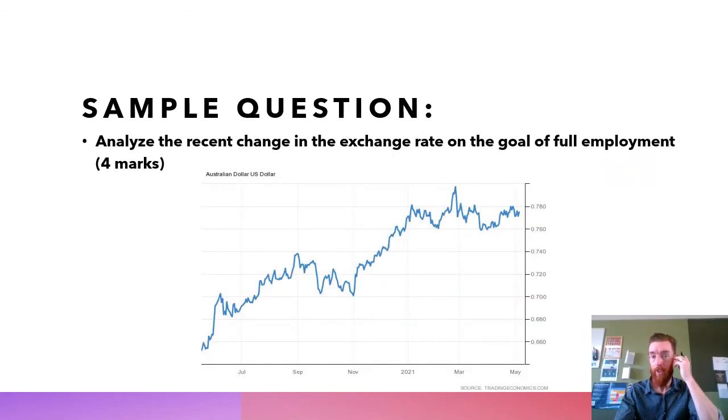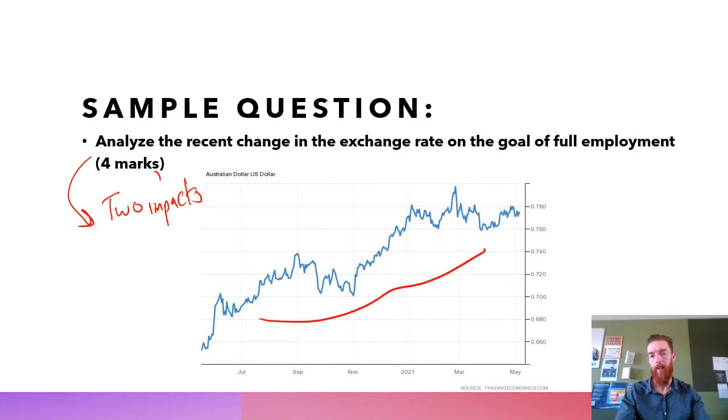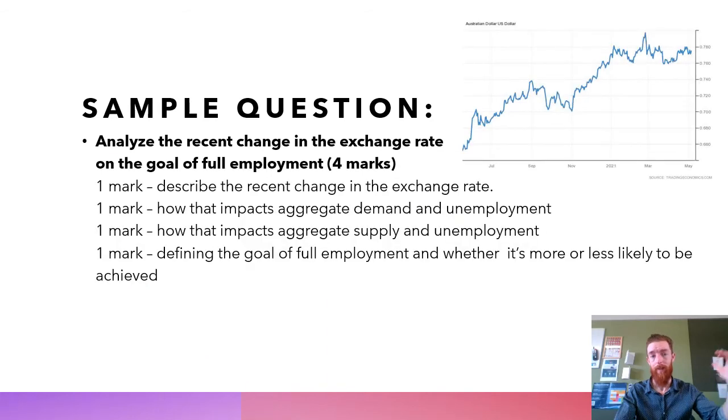Then we've got analyzing the recent change in the exchange rate on the goal of full employment for 4 marks. When you have an analyzed factor, it often means 2 effects or multiple impacts. Obviously from here, the recent trend is that it has been appreciating, so hopefully you'll be able to pick up on that. In that sense of analyze, 2 impacts often means how it impacts AD and how it impacts aggregate supply, and then linking both of those into the goal of full employment. So here is our sample marking guide.